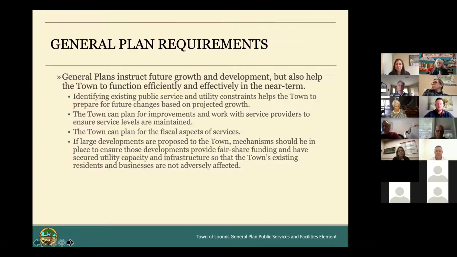General plans instruct future growth and development, but they also help the town to function efficiently and effectively in the near term. So we want to be identifying existing public service and utility constraints to help the town prepare for future changes based on projected growth. The town can plan for improvements and work with service providers so that we can ensure the levels of service are maintained. The town can plan for fiscal aspects of services. It costs money to install new infrastructure. And if large developments are proposed in the town, mechanisms should be in place to ensure those developments provide their fair share of funding, and they've secured utility capacity and infrastructure so the town's existing residents and businesses are not adversely affected or left paying for it, essentially.